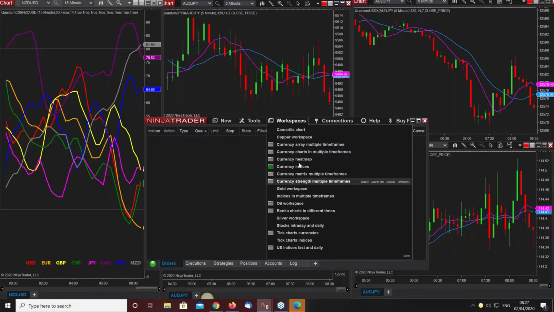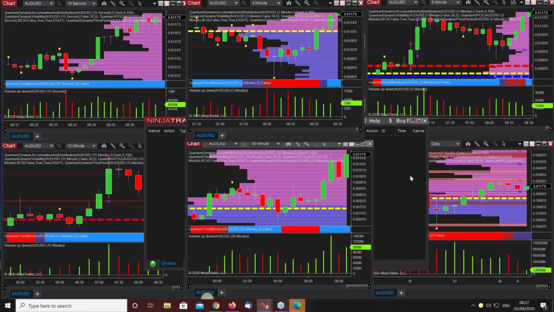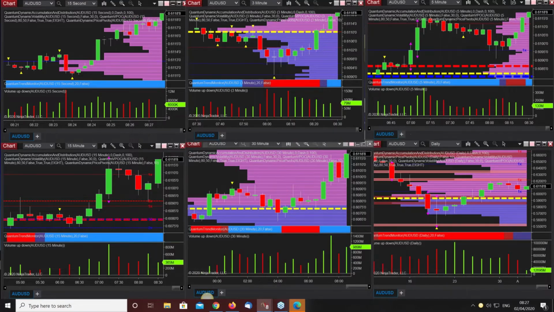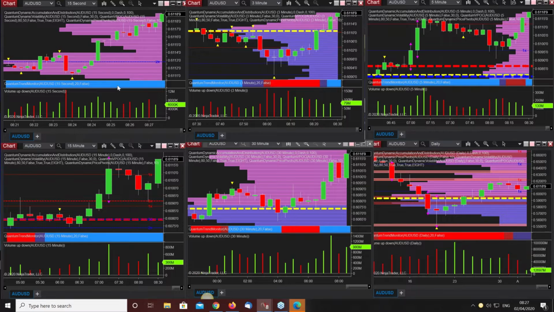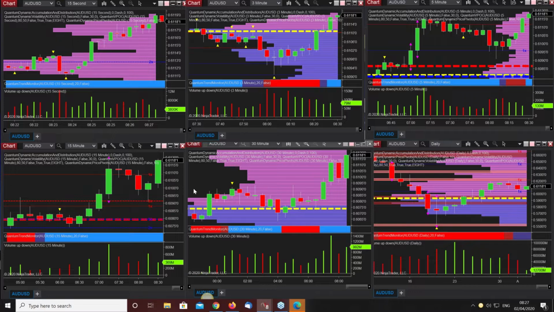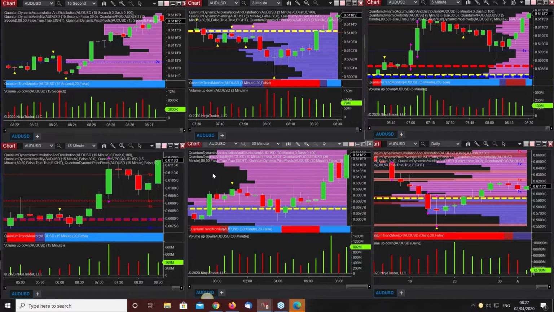Let me go back to those charts. There we are. That's what's happening at the moment. It's on the Aussie dollar, a good move. This is on 15 seconds, so this is very quick. I've got the trend monitor here, transitioned here into blue, transitioning here into blue. And what's driving it at the moment is very much both sides of the equation.